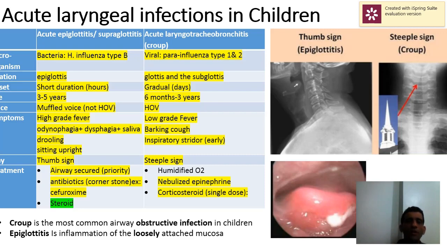The treatment in acute epiglottitis: it is one of the ENT emergencies, and securing the airway is one of the priorities. The patient may need antibiotic and steroid. In croup, the patient may need nebulizer, humidified oxygen, and corticosteroid.